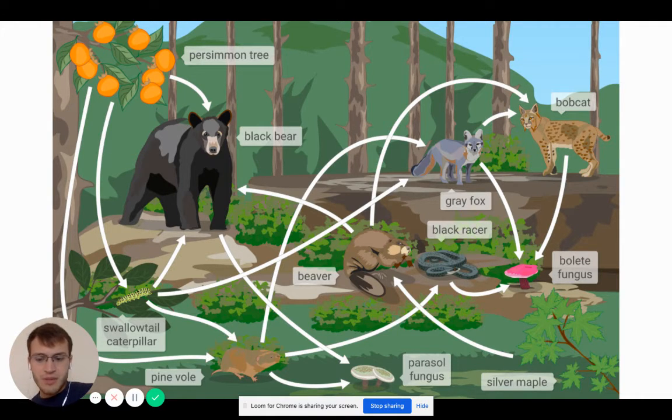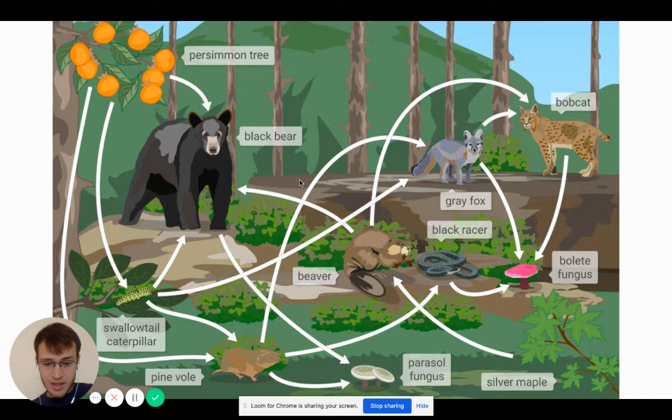All right, so I hope you've looked at this for like a minute and you've found the omnivores. There are two omnivores in this photo. The first one is the black bear. So the black bear eats persimmons. Remember, the arrow shows where food goes. So the persimmon is like a snack for the black bear, so it goes to the black bear. So the black bear eats persimmons, which are a fruit. The black bear also eats caterpillars and beavers. So see, we've got those two arrows going to the black bear here. So black bear is an omnivore.